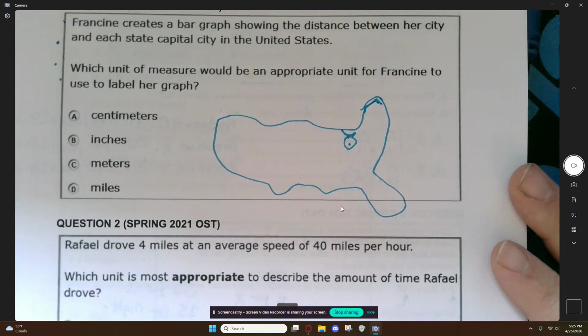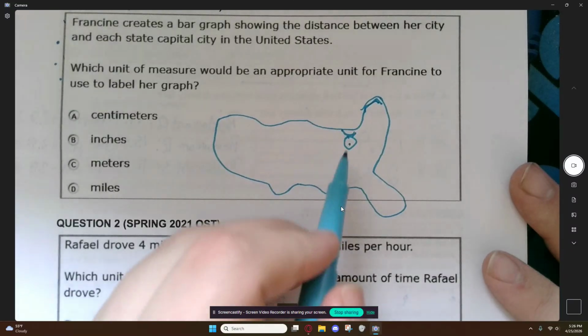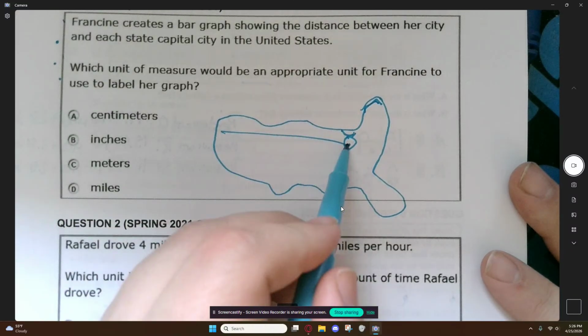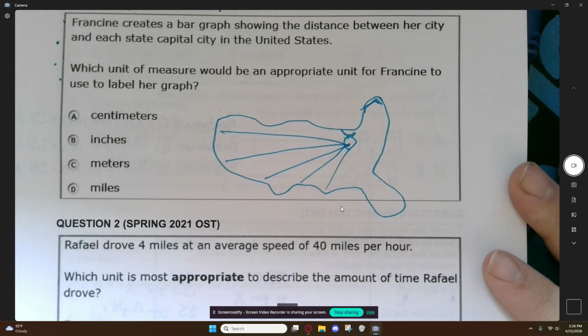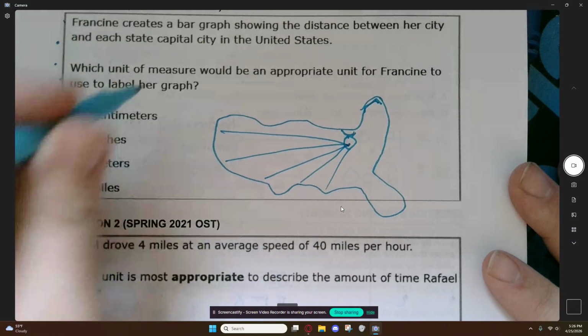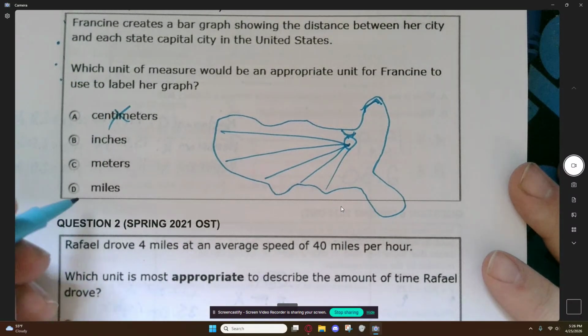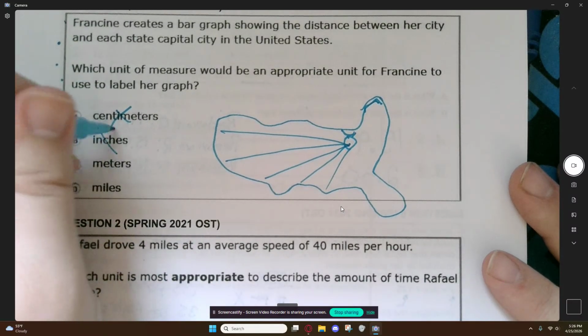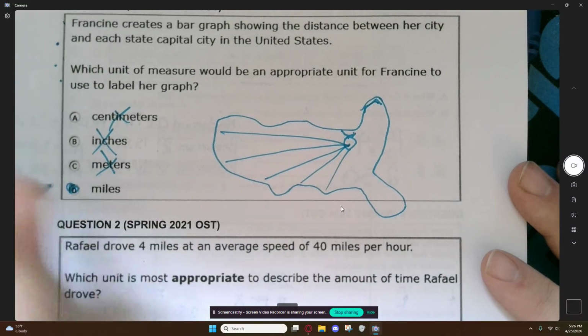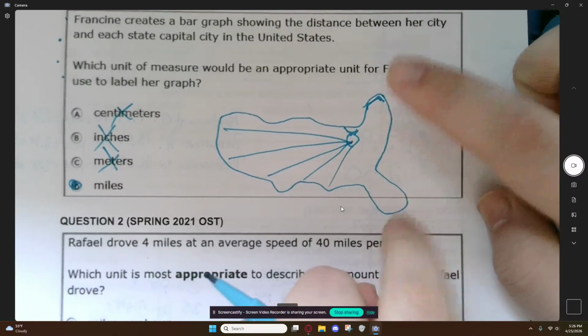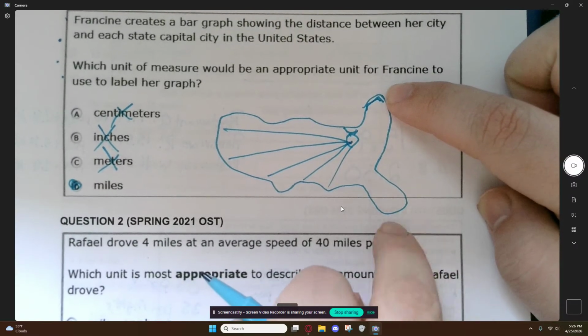If you were to try to create a bar graph showing how far your city, how far Toledo, is from each capital city in the United States, you would have to go here, here, here, here, and here. Is centimeters an appropriate thing for this graph? No. Is inches? No. Meters? No. Miles. If you think about it, even from up here to down here is like 1,500 miles.